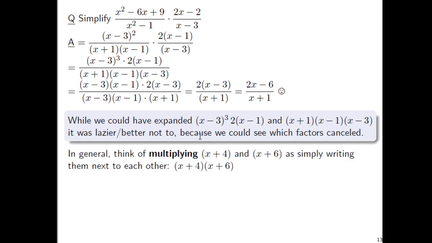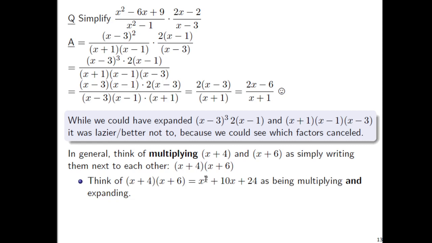So in general, try to think of multiplying x plus 4 and x plus 6 as just writing them next to each other. x plus 4 times x plus 6. To me, this is just squish, just put them right next to each other. That is multiplying. I think a lot of the times students tend to think of x plus 4 times x plus 6 meaning you have to write it like this. To me, this is multiplying and expanding, or multiplying and simplifying.